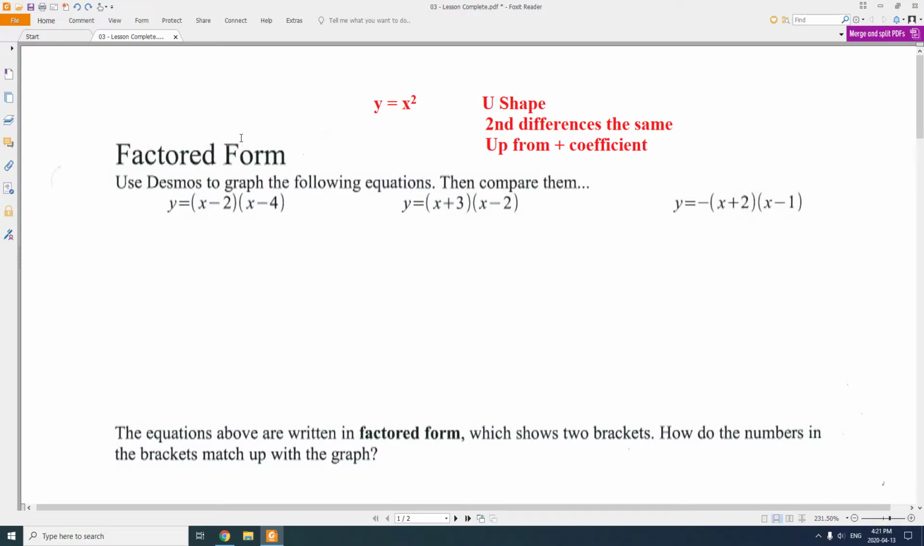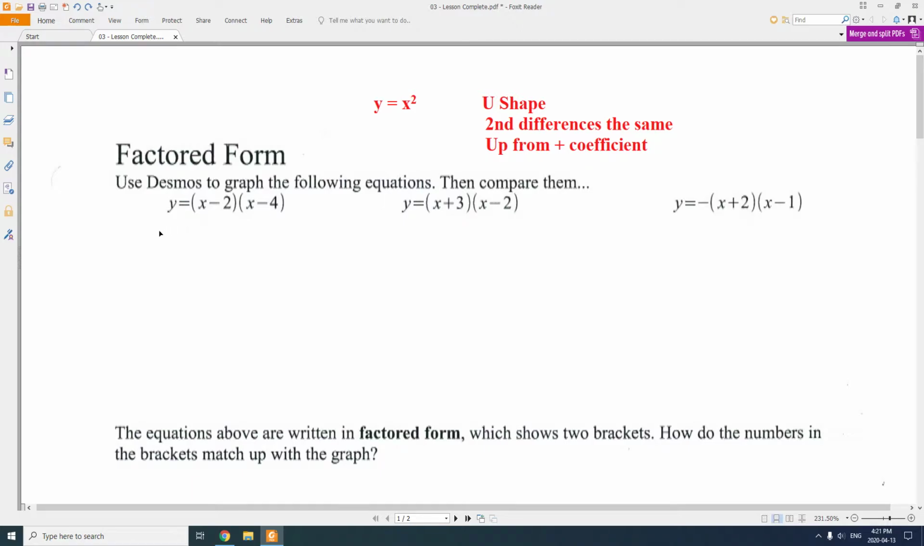In today's lesson, we're looking at a little bit different way to write the equation. It's called the factored form. And in the factored form, you have two different x's that are multiplying together. So for example, like this guy here. It's still a quadratic because it's x times x. It's just written in a bit of a different way.